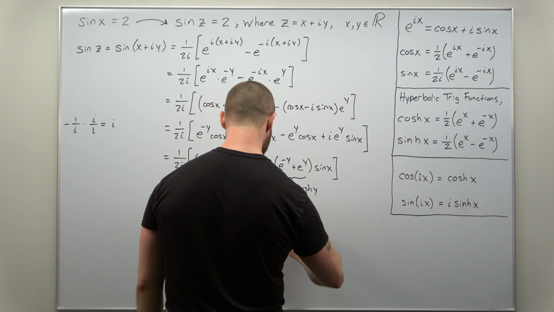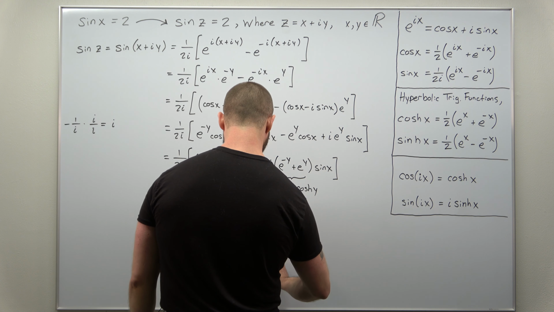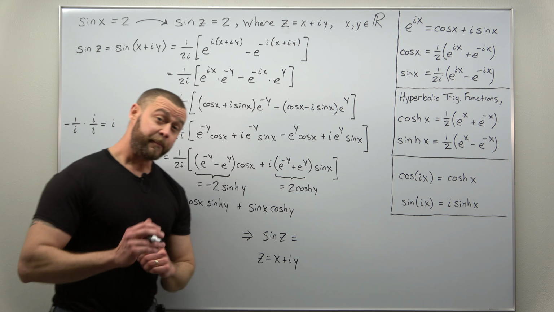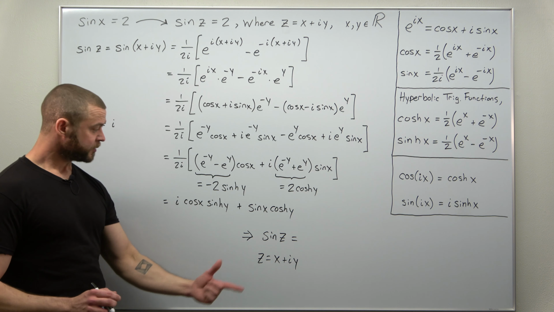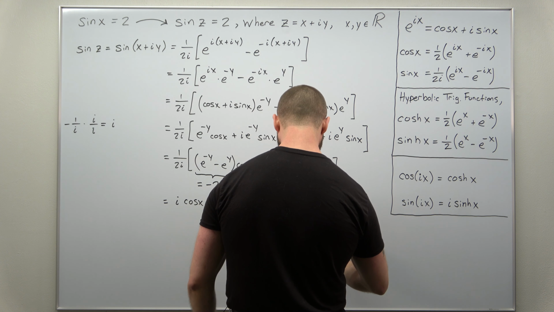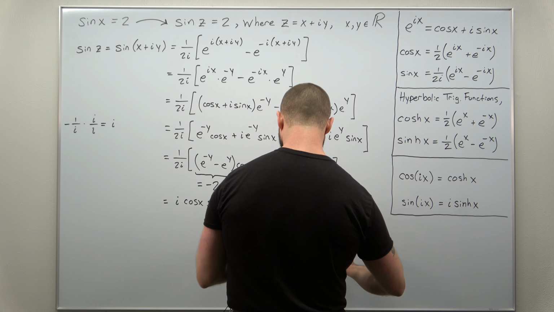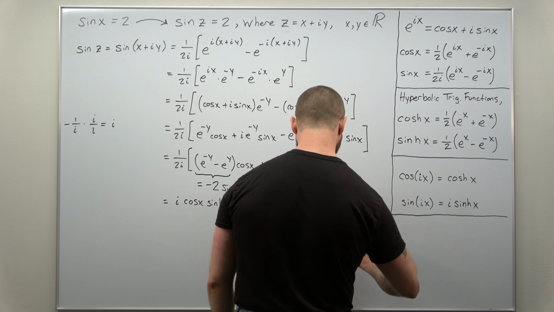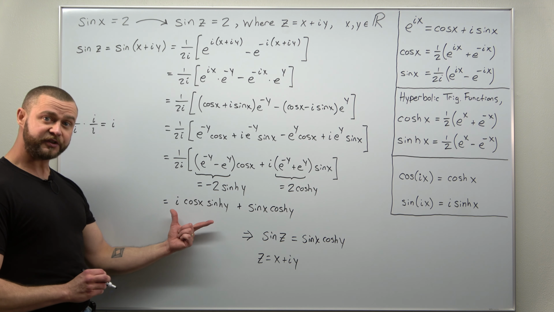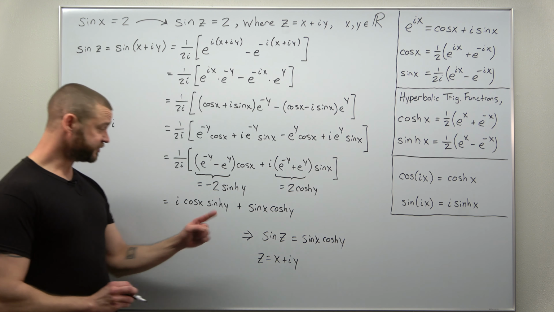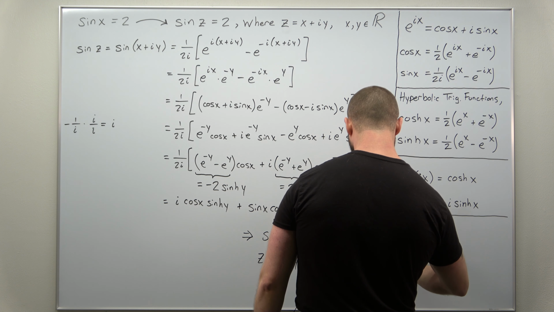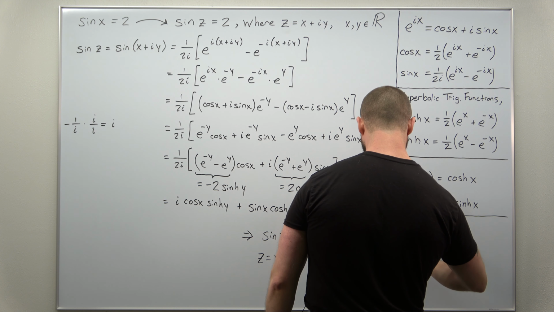for sine of z, where z is the complex number x plus iy. Our identity that we just proved or derived, we have that as sine of x times hyperbolic cosine of y. That's your real part for that identity. And we just add to that the imaginary part, plus i times cosine of x times hyperbolic sine of y.